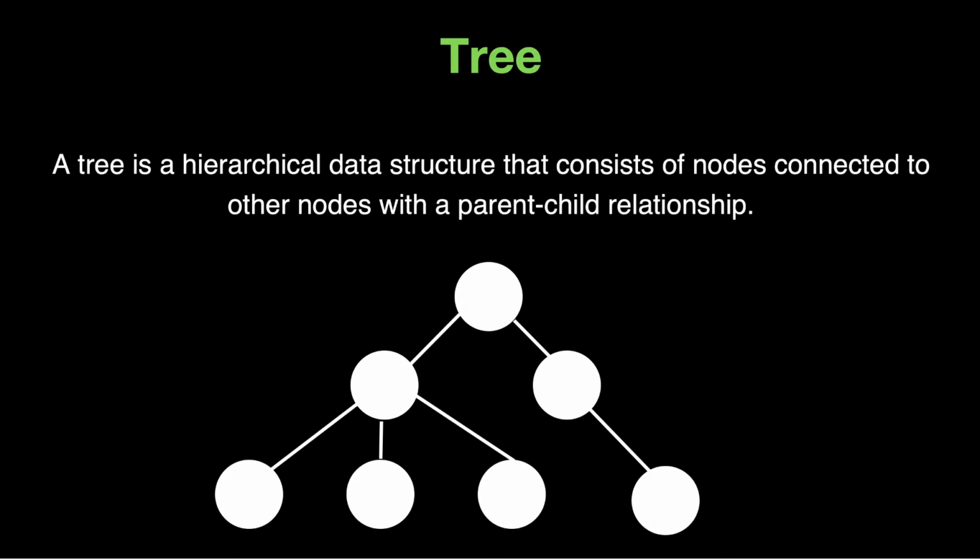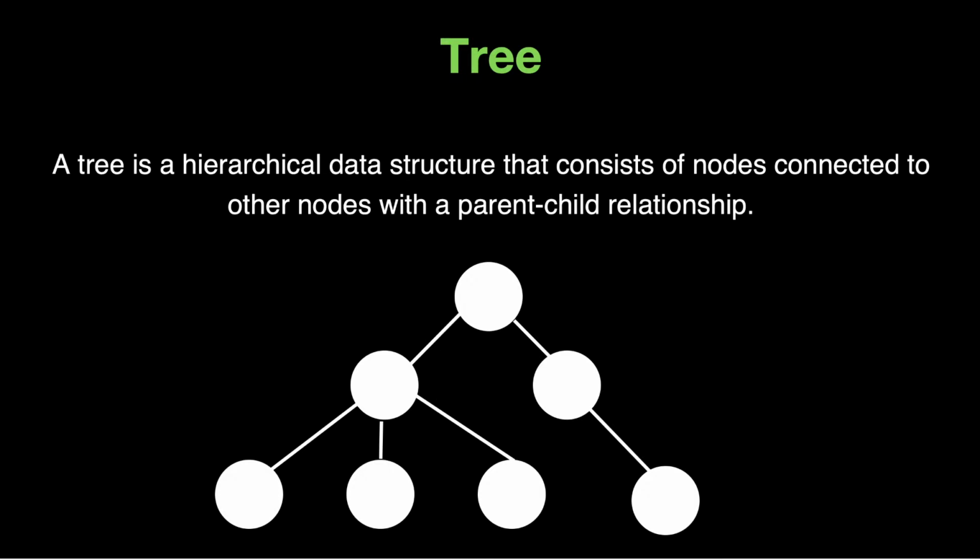So a tree is a hierarchical data structure that consists of nodes, and those are connected with some other nodes with a parent-child relationship. What I mean is that there are different types of trees. We will go on to them later, but in general, trees are composed of nodes, and each node is connected to some other node via a parent-child relationship. They are hierarchical, meaning that a parent has children and the children have other children, and so on.